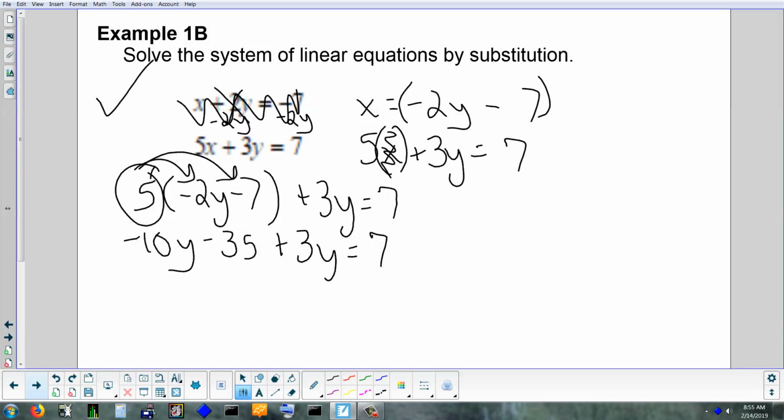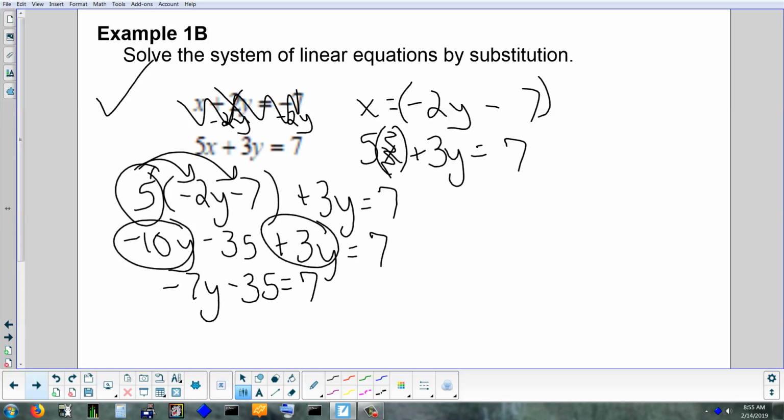What do I do now? Combine like terms. Alex, what are my like terms? Negative 10y and 3y. That's going to give me negative 7y minus 35 equals 7. Natasha, what now?